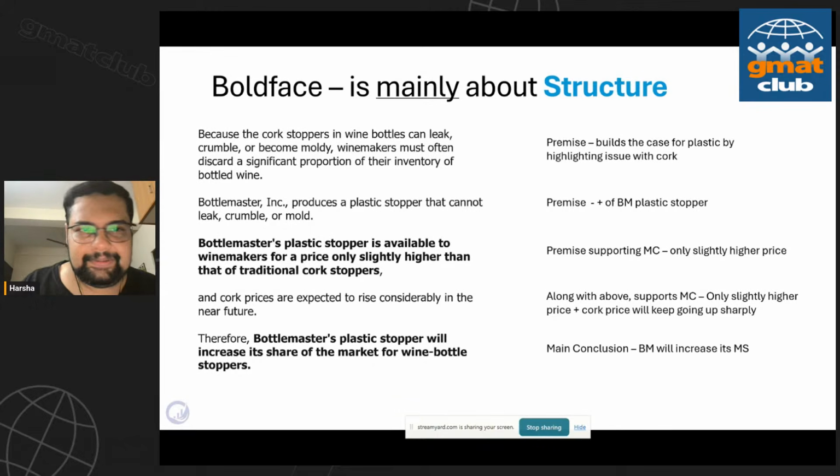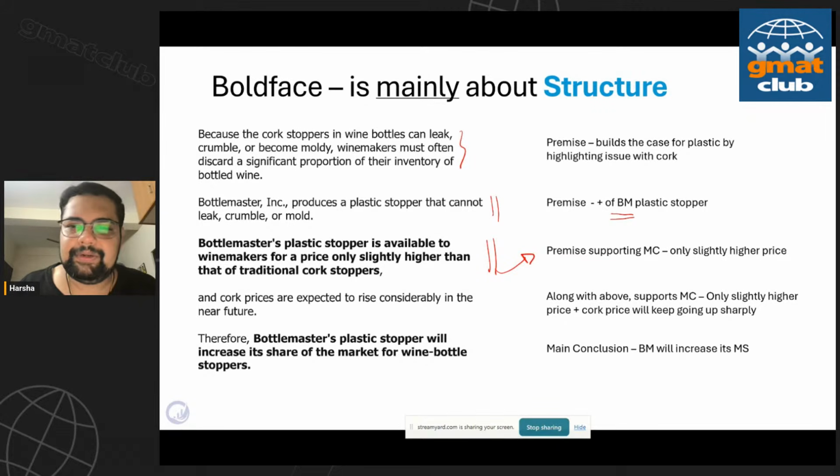So what's happening here? Because of the cork stoppers and wine bottles, the author is beginning to put all the premises in. It's telling you that the cork stoppers have some problems. They become moldy, they crumble, and so on, building the case for the plastic stopper to come in. Now we're introducing Bottle Master, and it's telling you it's pretty good, it doesn't leak or crumble or mold. Then you have boldface 1, which I'm sure everybody got.